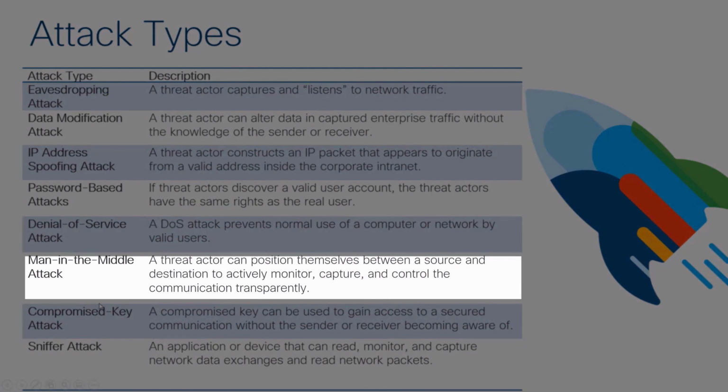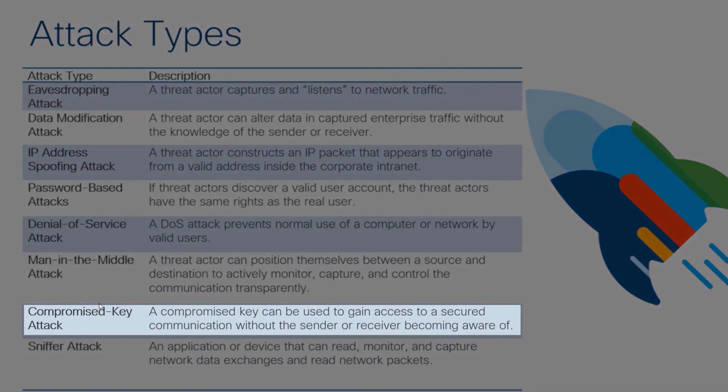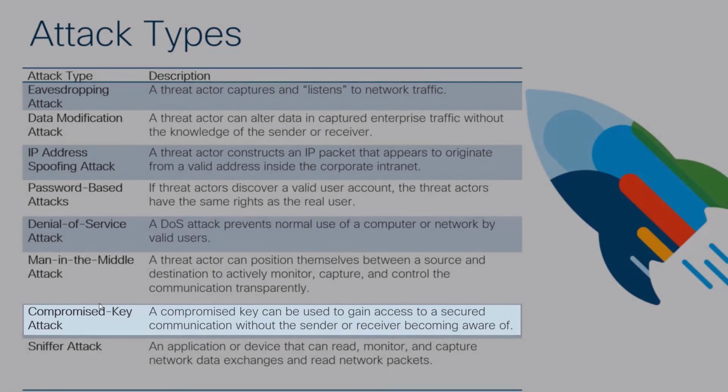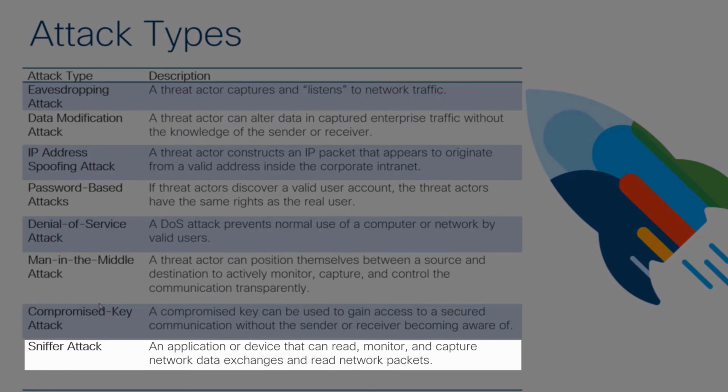Man-in-the-middle attack, we're talking about having that threat actor who puts themselves right between a source and destination, and they're actively monitoring, capturing, and trying to control the communication without the sender and receiver knowing. With compromised key, an attacker can use a compromised key, which is the legitimate key that people don't know has been compromised, in order to gain access to communication or to network services. And lastly, with a sniffer attack, which is very similar to Wireshark, a threat actor can use an application or even a physical device to read, monitor, and capture network data that's being exchanged in real time, and they can literally grab and see those messages.